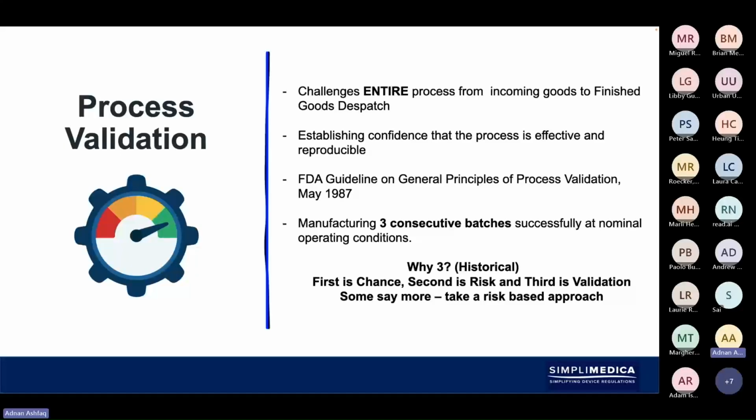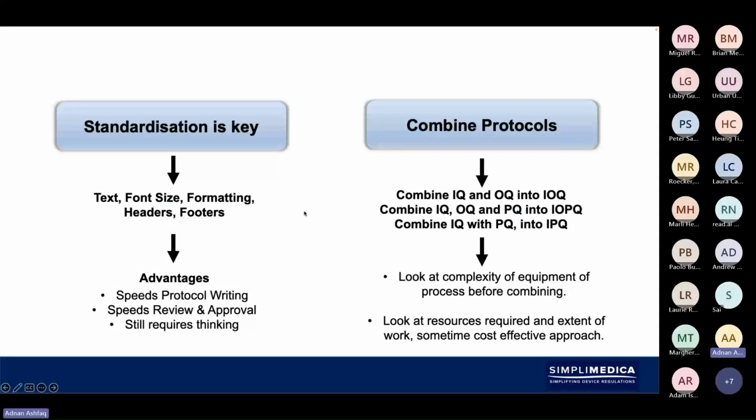Some people like to quote first is chance, second is risk, and third is validation. Some say it's taking more of a risk-based approach. So when you're developing your protocols, generally make sure that you've got standardization across the protocols: text, font size, formatting, footers. That obviously speeds up protocol writing.